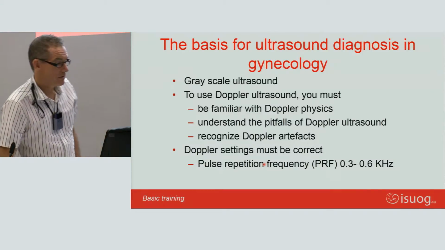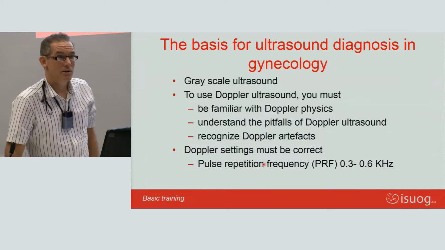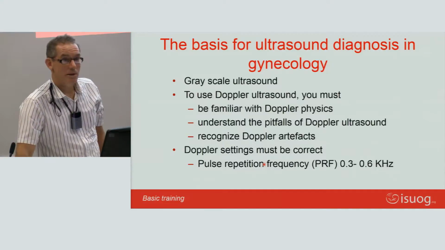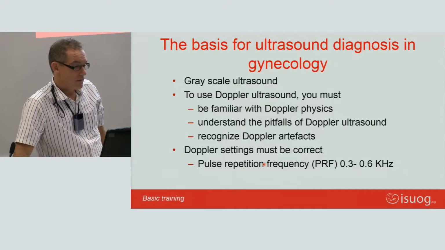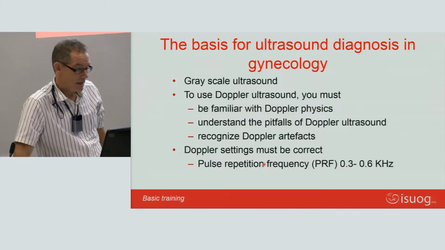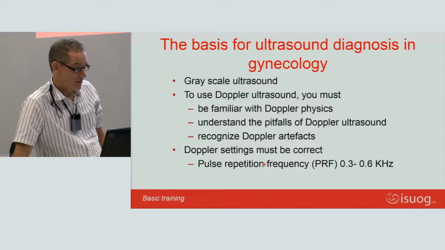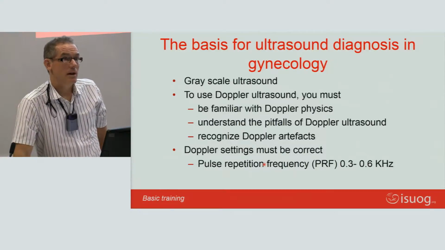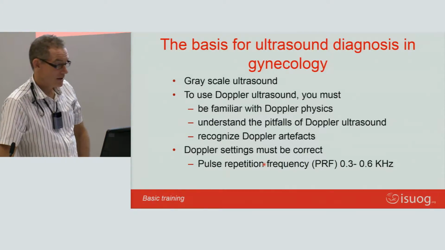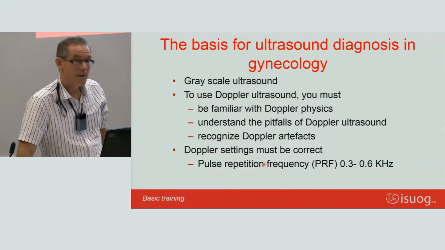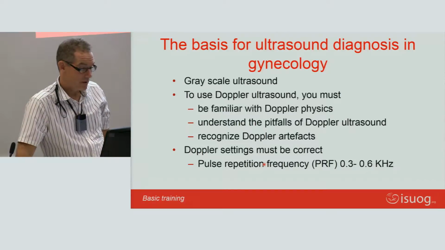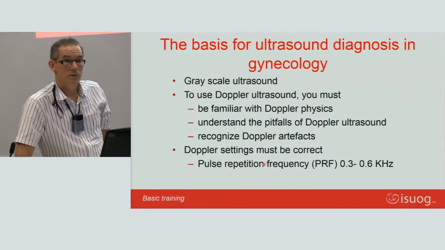The basis for ultrasound diagnosis in gynecology is grayscale ultrasound or pattern recognition. If you're using Doppler, you must be familiar with the Doppler physics, understand the pitfalls of Doppler, and be able to recognize Doppler artifacts. If you're not set up correctly and you put on your color, then everything will appear abundant in color, and you'll overcall a lot of lesions that have got absolutely no color. So your Doppler settings must be correct, and we speak of a PRF of 0.3 to 0.6 kilohertz.